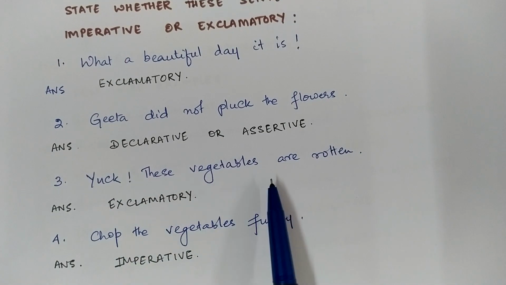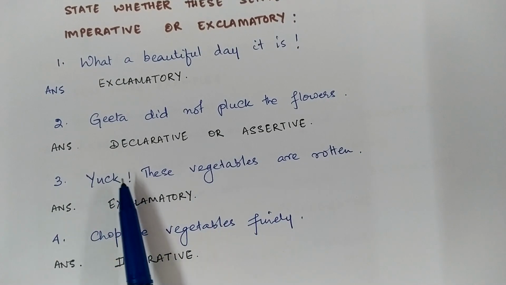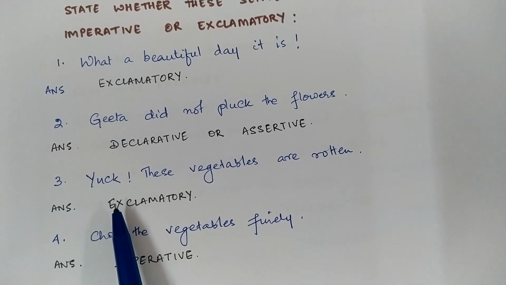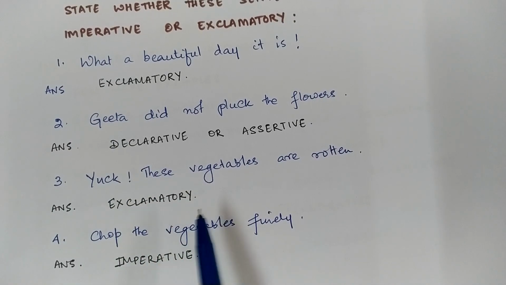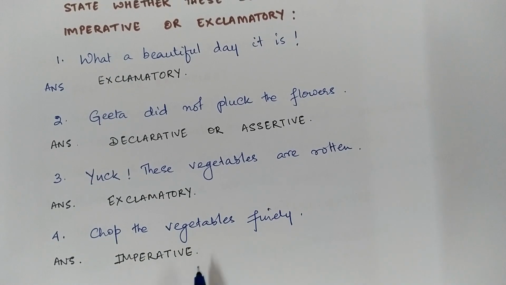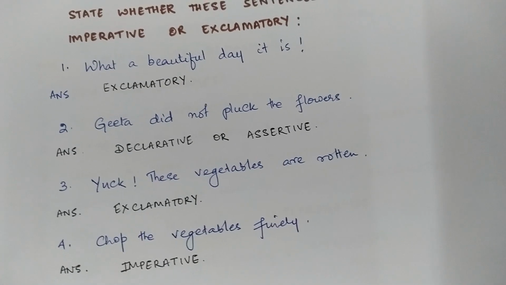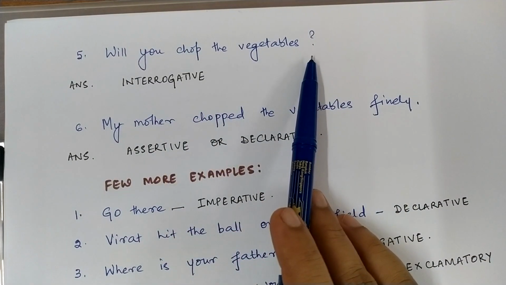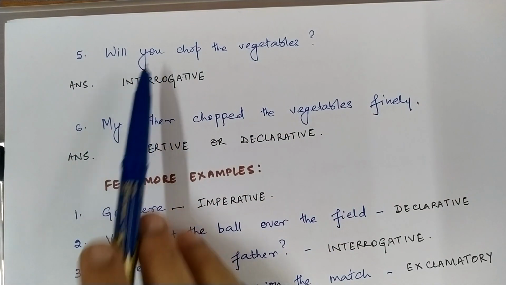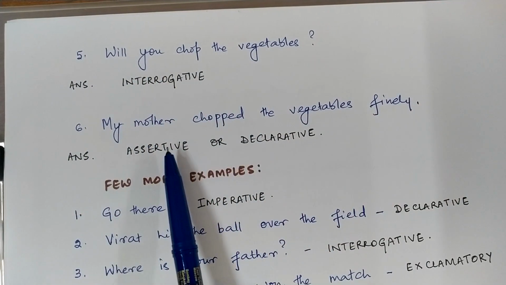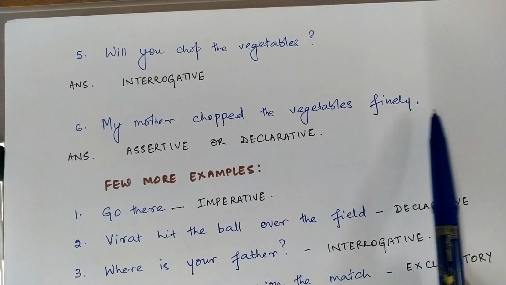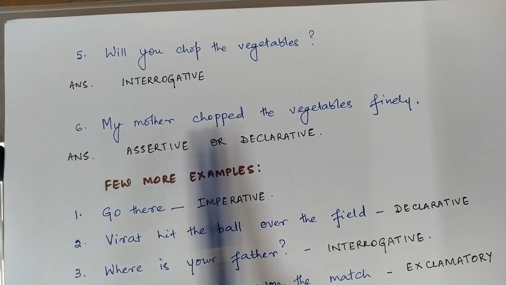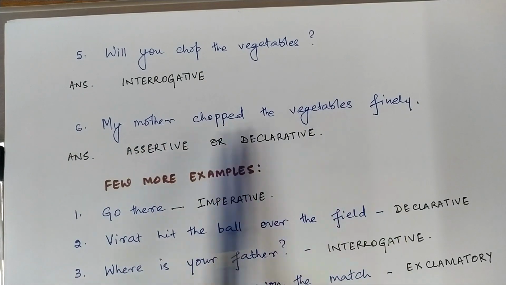Third, yuck, these vegetables are rotten! Now, yuck is a negative form of exclamation. It is showing disgust, so it is an exclamatory sentence. Chop the vegetables finely is imperative. That means it is telling us to do something the way I am telling you. Next, will you chop the vegetables? There is a question mark at the end and a question word, will you. So it is an interrogative sentence. Next, children, my mother chopped the vegetables finely. Now, what has my mother done? She has chopped the vegetables finely. So I am asserting or declaring that the vegetables have been chopped very finely by my mother.